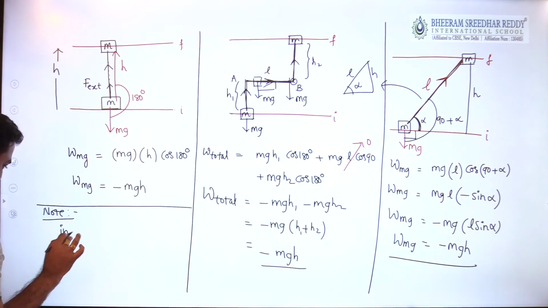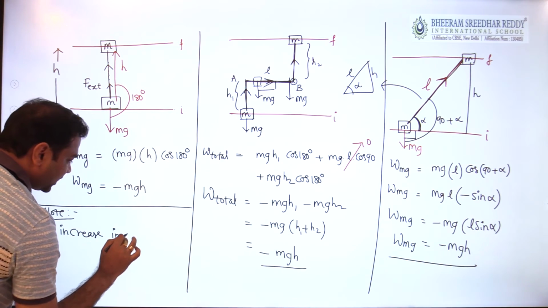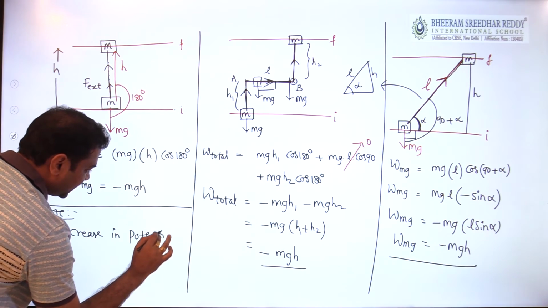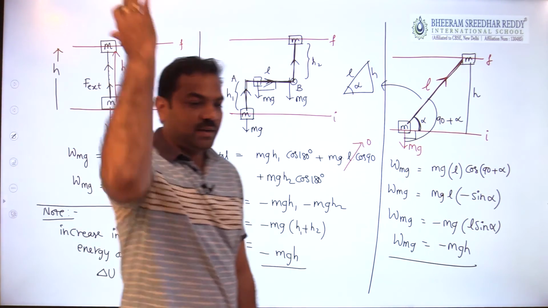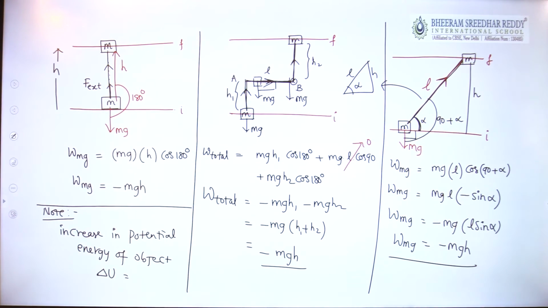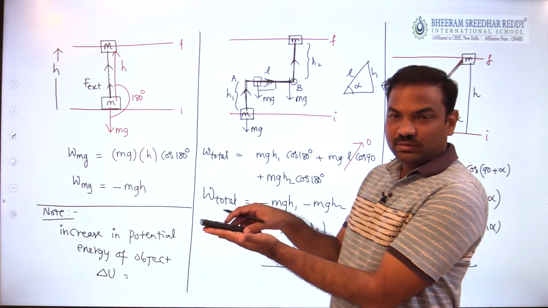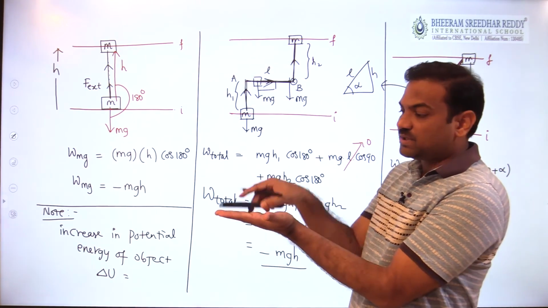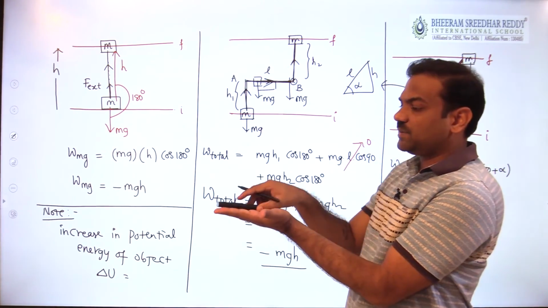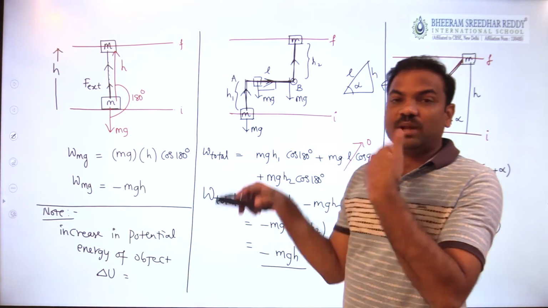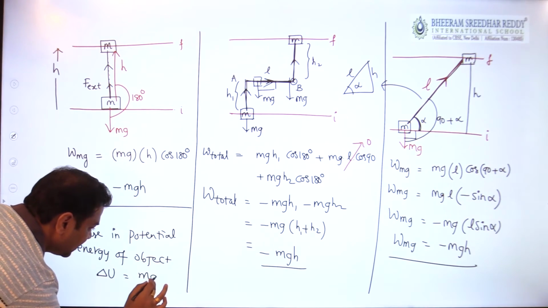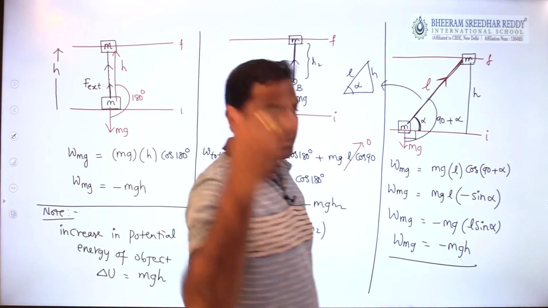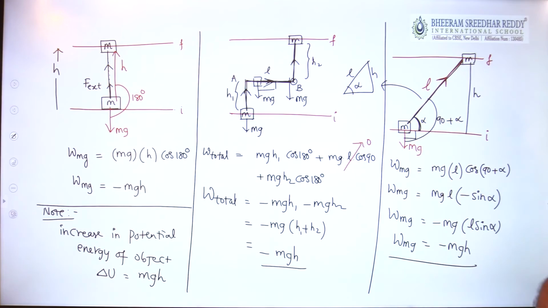What is the increase in gravitational potential energy, or simply potential energy, of the object? That I am writing as delta U. We have taken it h height upward. An object of mass m is taken from one height to another height h, so the potential energy increases because the position changed. So what is the increase in potential energy? It is mgh, because we have taken it h height. mgh is the increase in potential energy.